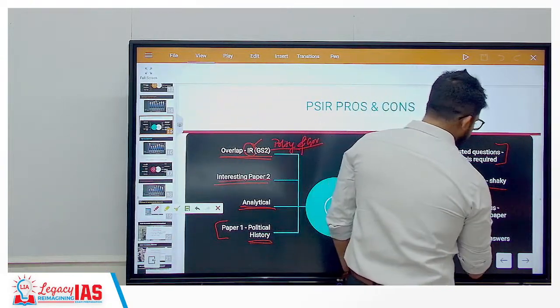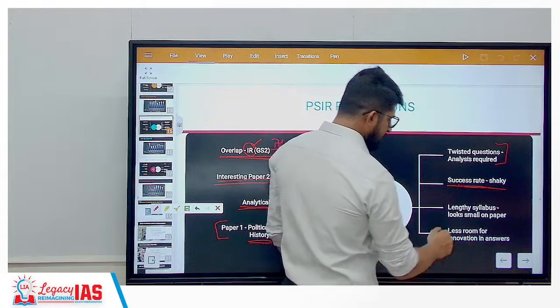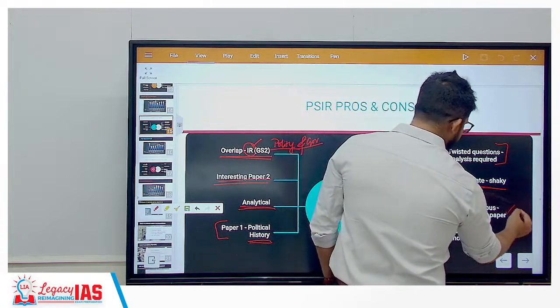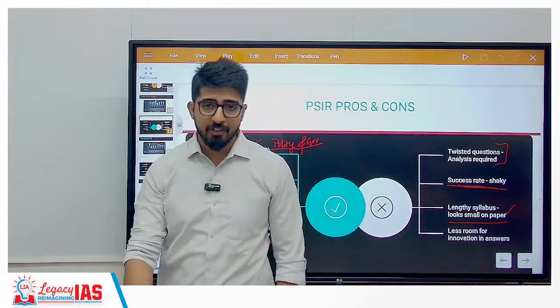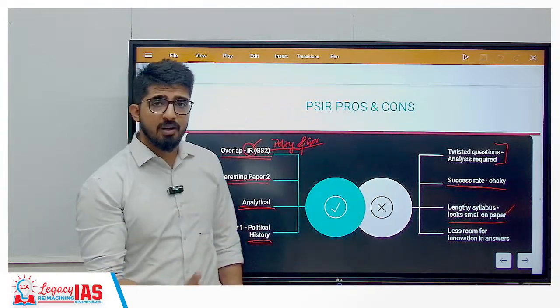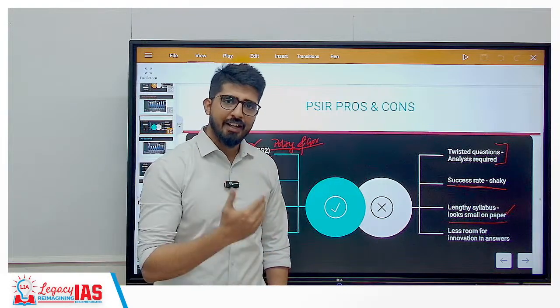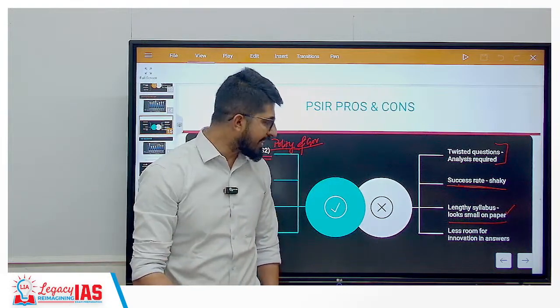Success rate has been shaky. We'll look at the success rate in the next slide. Lengthy syllabus: it looks small on paper. When you look at the syllabus copy, it looks small. But when you start reading, it never gets over, is what you feel.